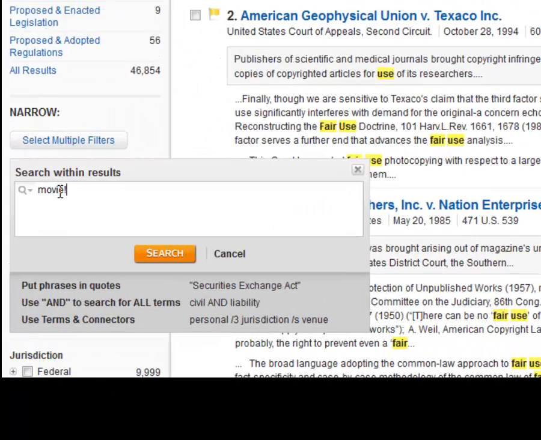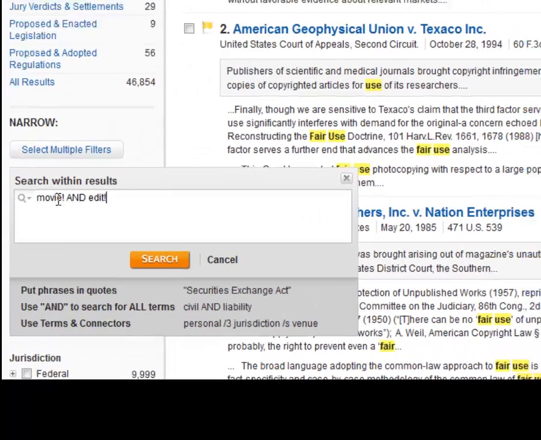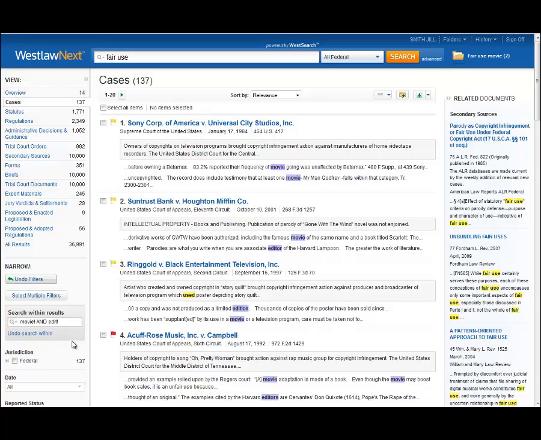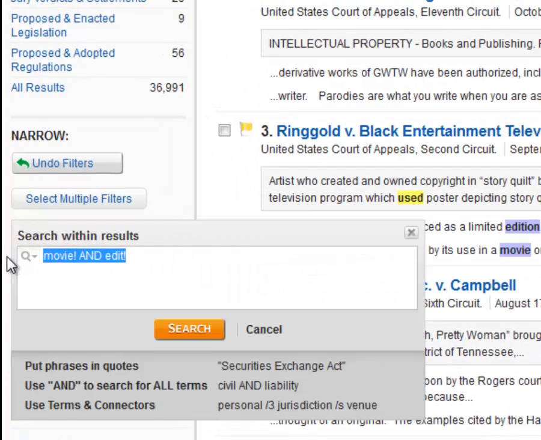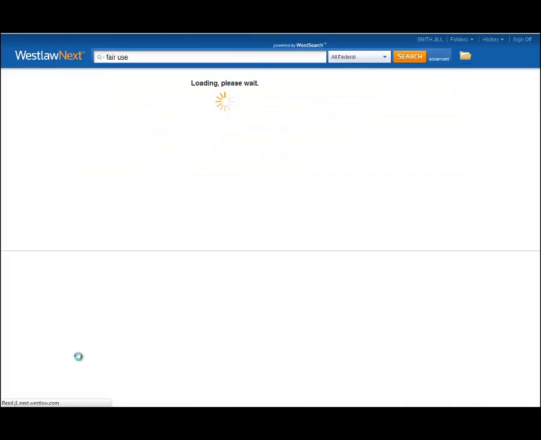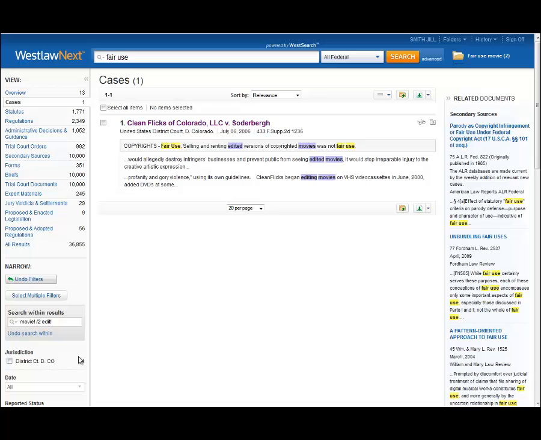A search for movie and edit still returns over 100 cases, and you don't have a phrase to work with. You don't know if the judge wrote edited movies, movies that were edited, or movie edits. But if you think about how the two terms interact, you might come to the realization that they are likely to be in the same sentence or within a few words of one another. So, if we narrow our search by movie !/2 edit !, the only result is the case your boss was looking for.